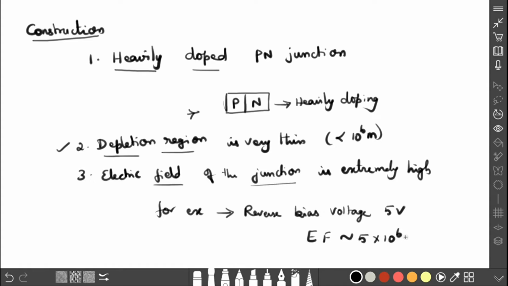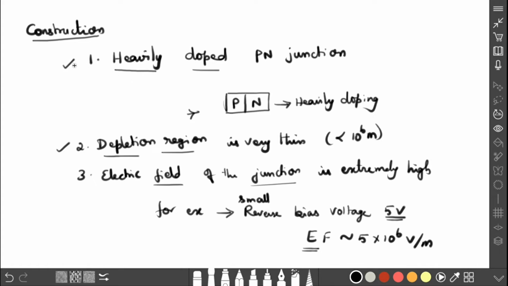So the voltage given is very small, but the electric field produced will be 5 into 10 to the power of 6 volt per meter. So a very high electric field will be produced near the junction. This is the construction part. What are the points we have to remember here? The PN junction is heavily doped to work under the reverse breakdown region.